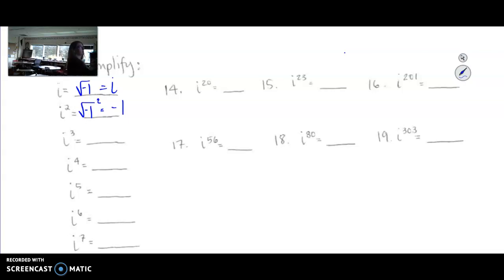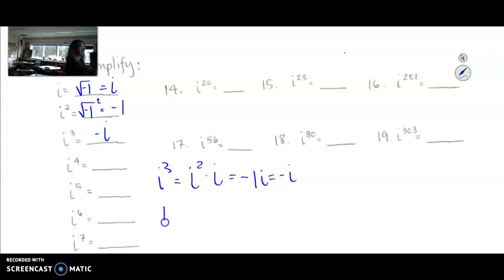And then let's think about what i to the third power looks like. I to the third power, I can break into i squared times another i, and i squared we just discovered is -1, and then times i. So i to the third power is the same thing as -i in simplified form.